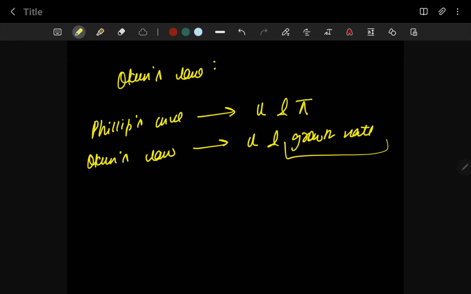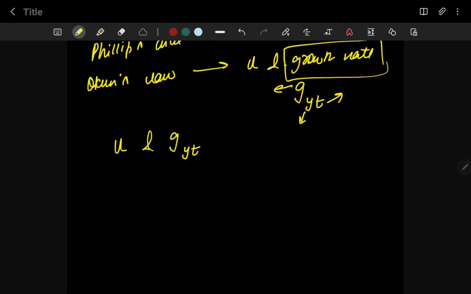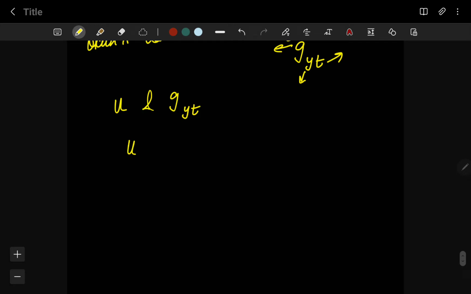Now, growth rate, generally we talk about growth rate in terms of output. So, G by T, Y: growth of income at the time period T. Okay. So, now we'll understand the relation between U and G by T. Okay, so, very easy question.